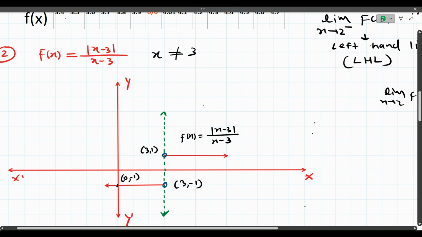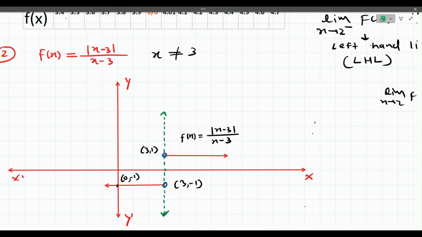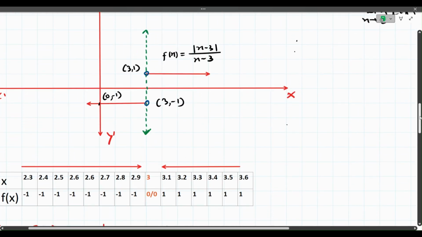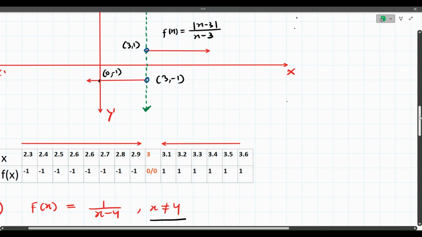Let's take another function, the absolute function |x − 3| / (x − 3). Obviously it's not defined at x = 3, because f(3) gives you 0/0, which is again an indeterminate form. And you can see the table putting different values.